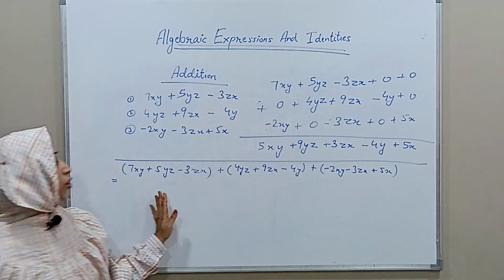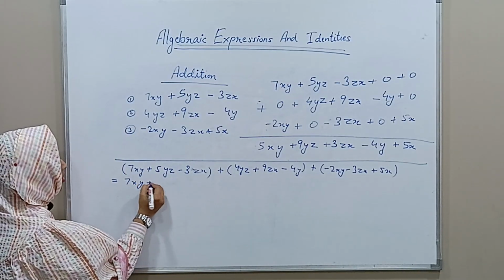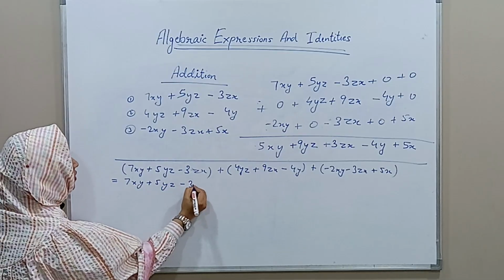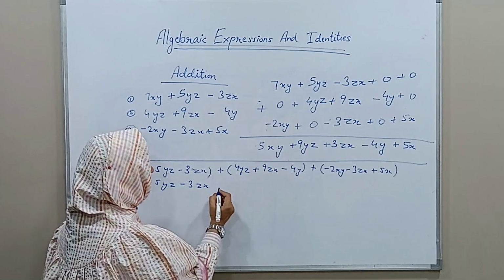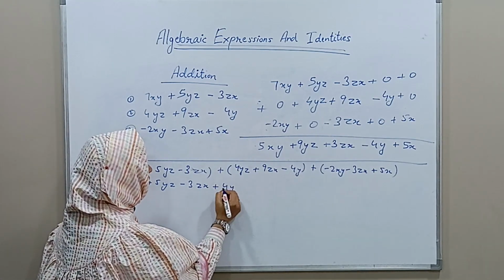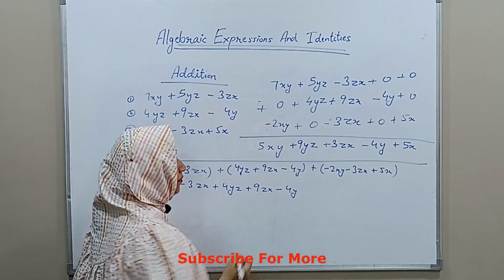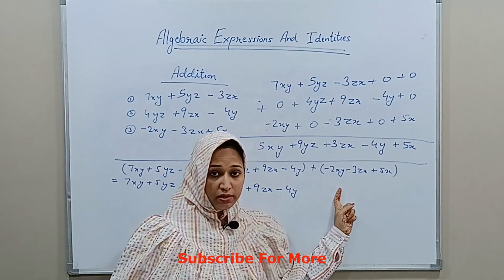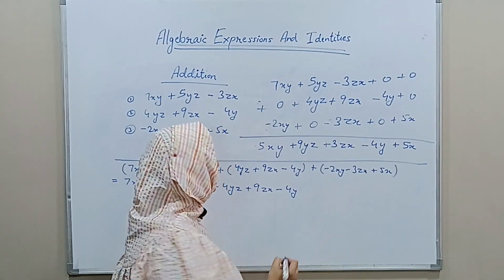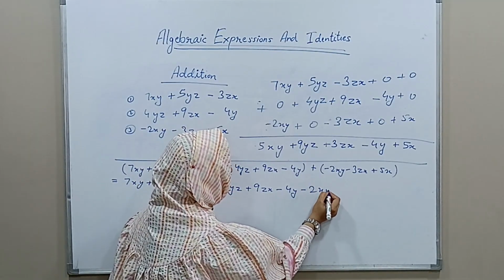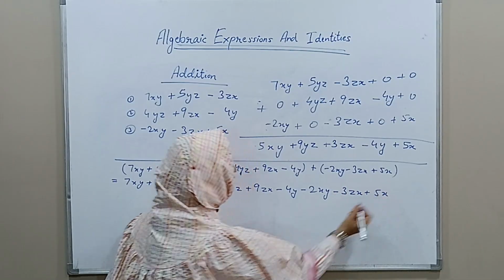In the first step, you will open all the brackets, right? So 7xy plus 5yz minus 3zx. Then since we have a plus sign, signs will not change. It will come as it is. So plus 4yz plus 9zx minus 4y. Now here we have plus and then minus. Applying the rule of integers, plus into minus is minus. So this will become minus 2xy minus 3zx plus 5x.